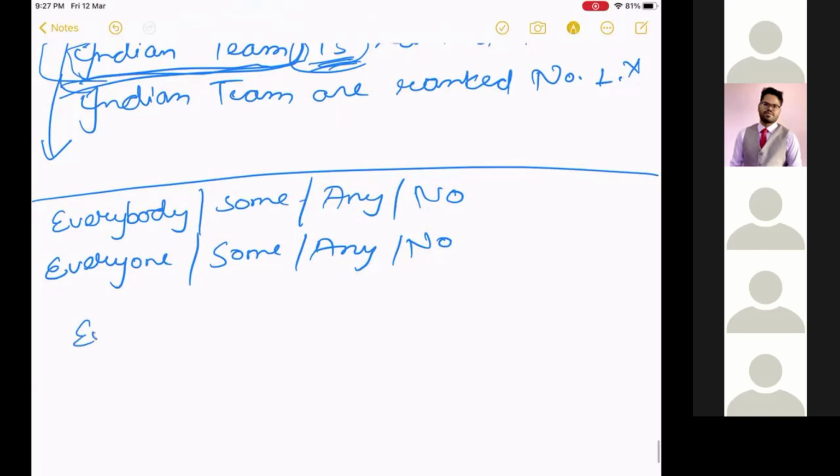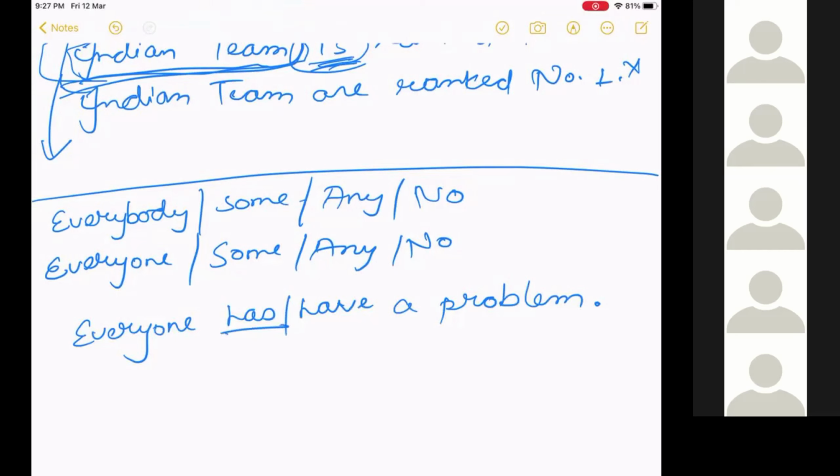For example, if I say everyone, singular or plural? Sir, both apply, in different cases. Everyone have a problem? Okay, everyone has. Anyone else has. These all follow the singular, has. Singular. See, if we talk about all these words, they will always follow the concept of singular.